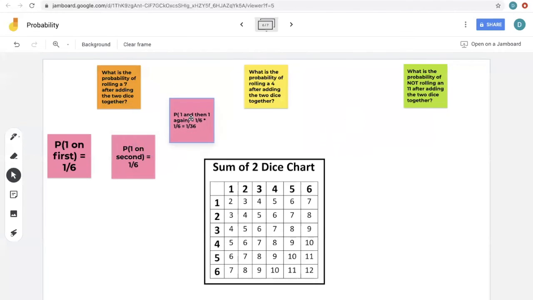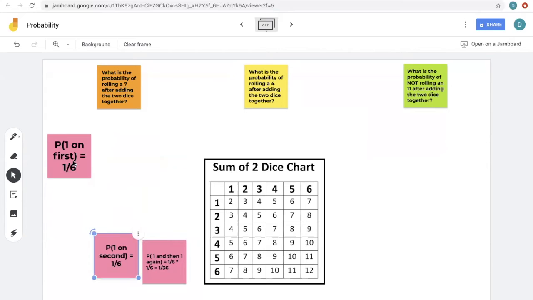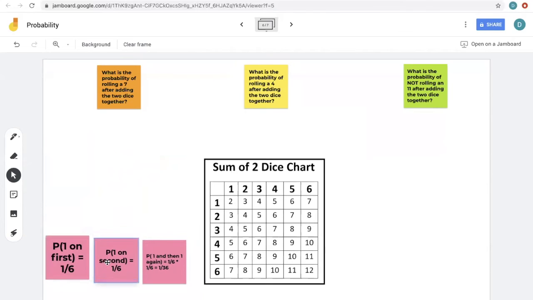And notice there are 36 of these boxes, and only one of them has a 2 in it. So that's kind of how we get these. We're not going to do any sort of multiplication like this. We're going to just look at this chart and add up the amount of whatever number we're looking for.